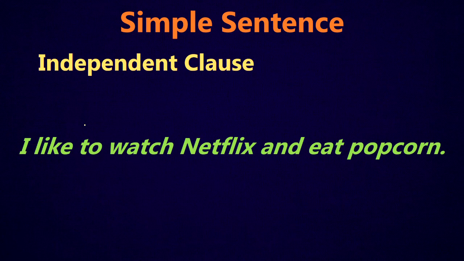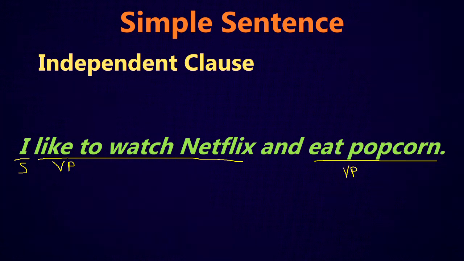Or I like to watch Netflix and eat popcorn. Ooh, this one's a little bit different. So I is the subject, right? Like is a verb, right? I like to watch Netflix. There's a verb phrase. And eat popcorn. There's another verb phrase. So I've got two verb phrases actually. So we have verb phrase 1 and verb phrase 2.